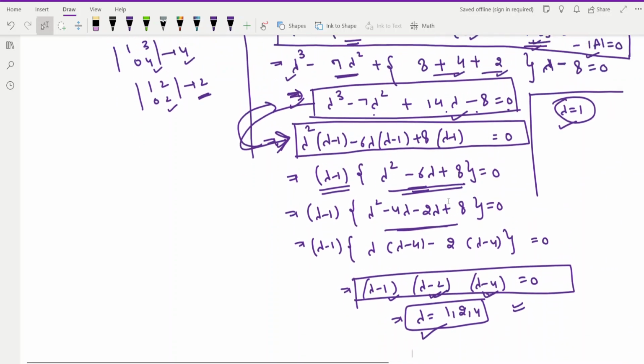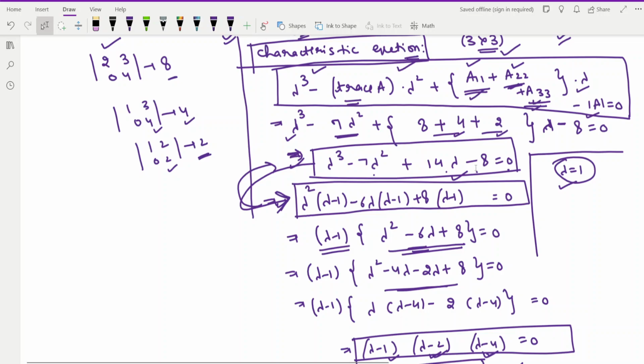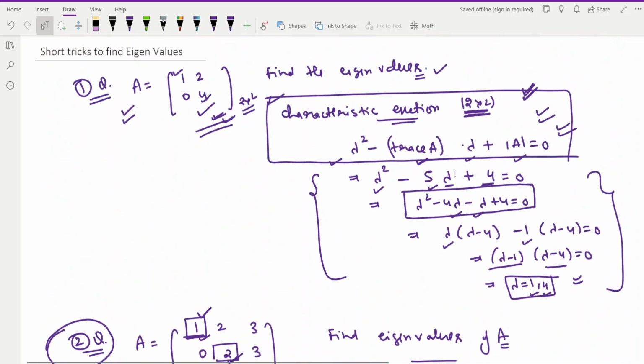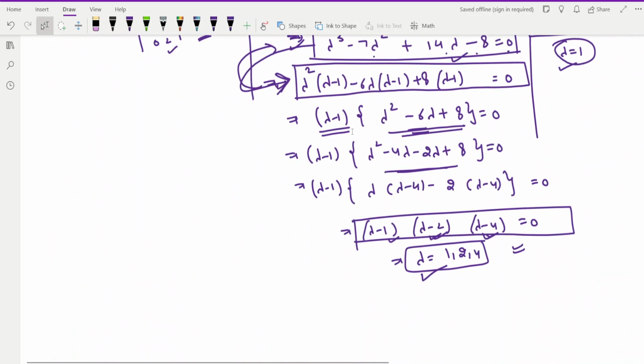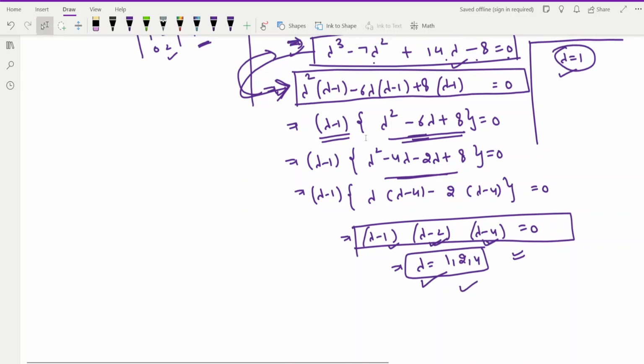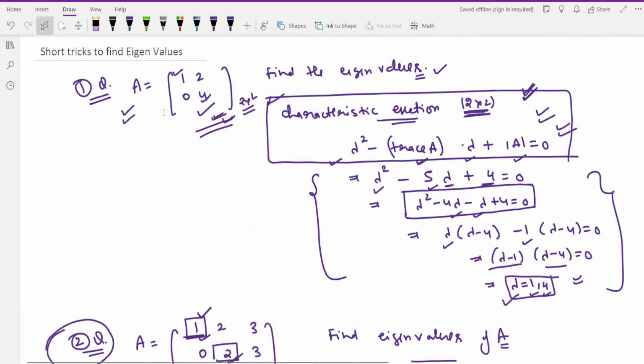In such a way, students, if you can see, with the help of these modified characteristic equations, we can very easily find the eigenvalues. So these were the eigenvalues for the 2 by 2 matrix, and these were the eigenvalues for the 3 by 3 matrix.